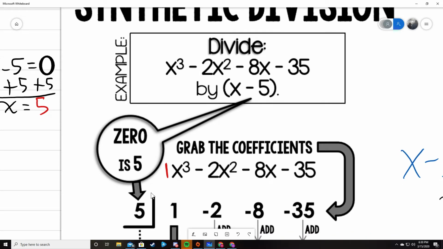particular way. So the 0 that I have here from this smaller polynomial, I'm going to write inside of this little house to the side. So I'm going to put the 5, my little house. And then to the right of it, I'm going to write each of these coefficients that I have here. Now, what I'm going to do is going to sound a little weird at first, so I'm going to need you to follow along with me.